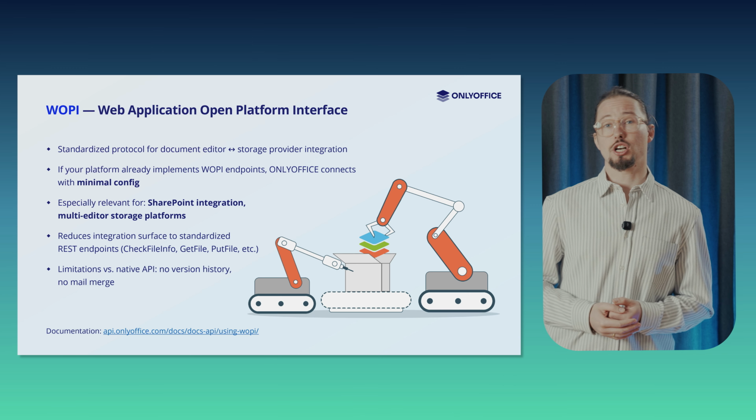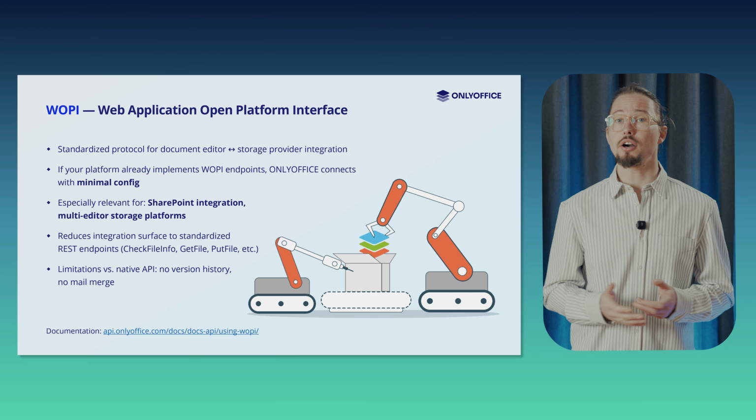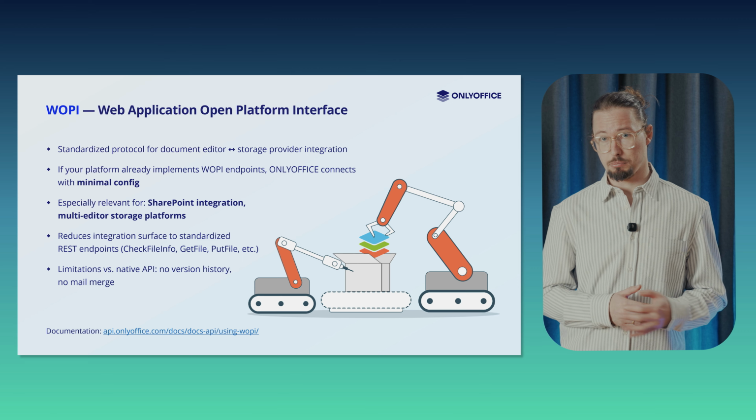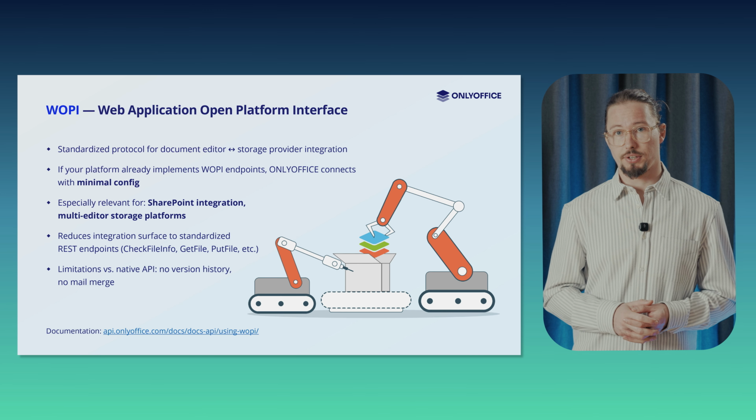There are a few feature limitations compared to the native API. Version history and mail merge aren't available via WOPI, for example. But for many use cases, WOPI is the fastest path to integration.